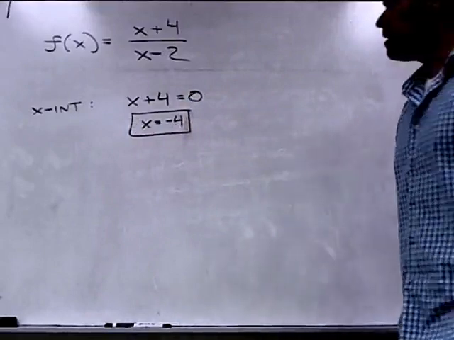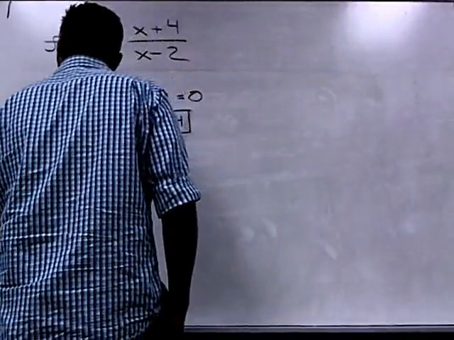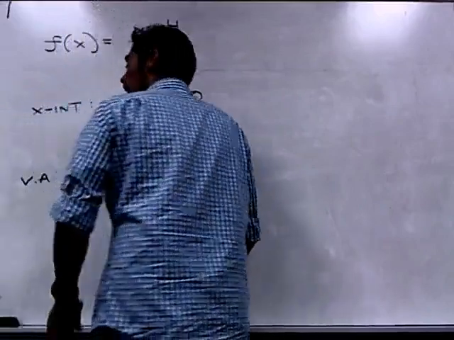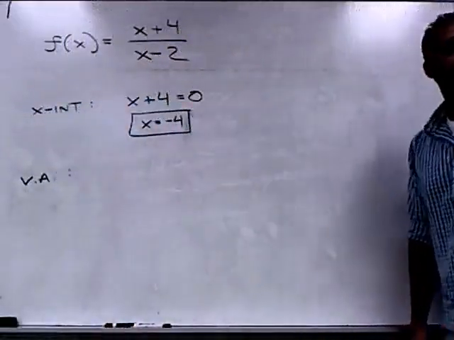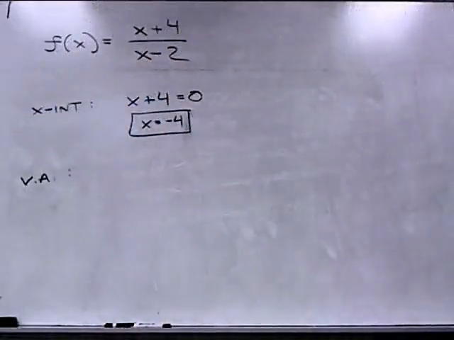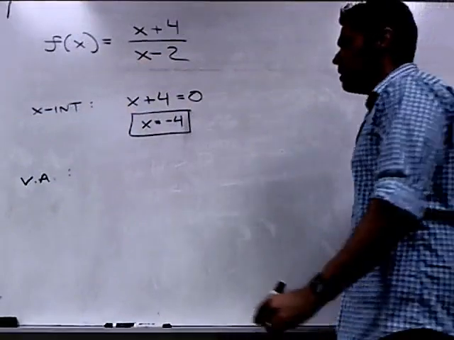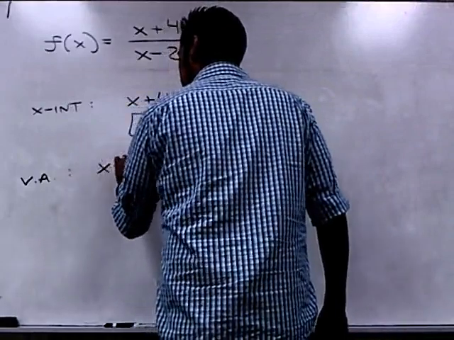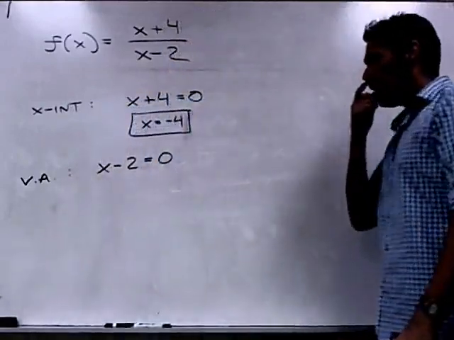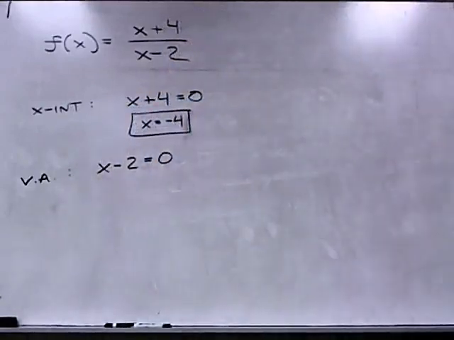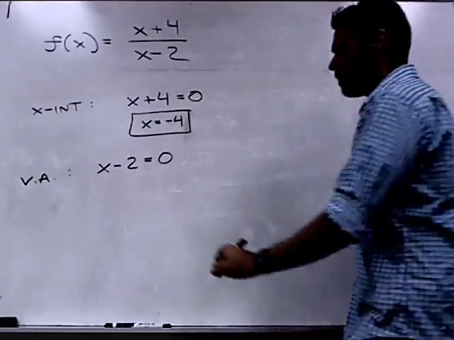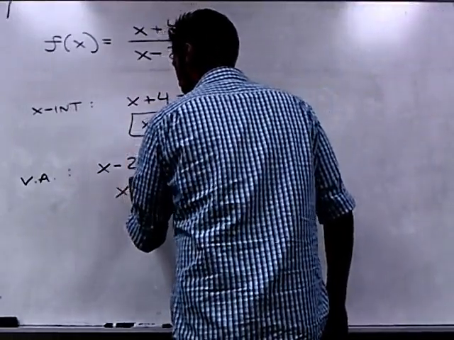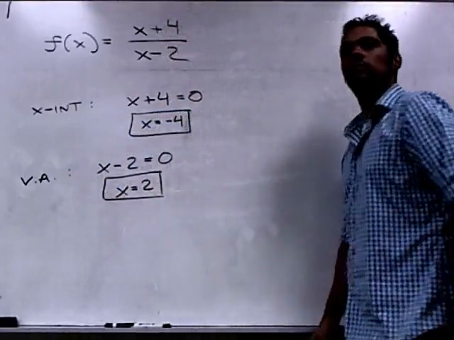All right. The next thing I'm going to do is find my vertical asymptotes. I may have 1. I may have none. I may have 5. It just depends. To do this, though, I set the denominator to 0. So my denominator is x minus 2. Set it to 0. Solve that, add 2 to both sides. Questions on that?